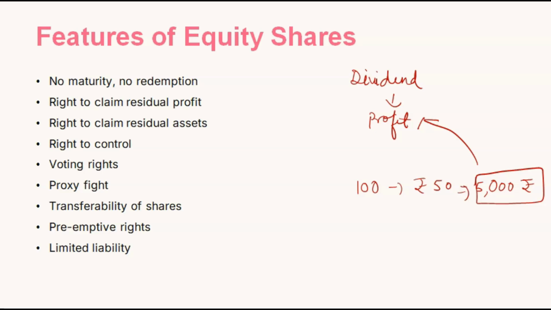So what are the features of equity shares? No maturity, no redemption. That means if a person has purchased equity shares, there is no maturity period for those shares. A person will always have those shares. There is no time period, no maturity, and the shares cannot be redeemed. The person cannot sell those shares except in the case of liquidation of the company. Only if the company is going to wind up can redemption be done. Otherwise, in the case of equity shares, there is no maturity.